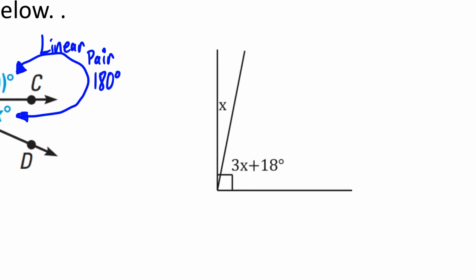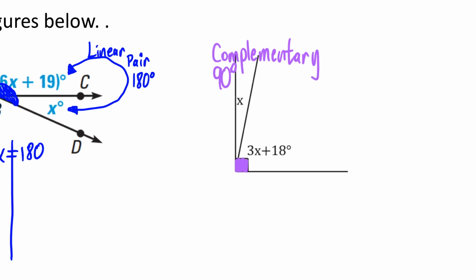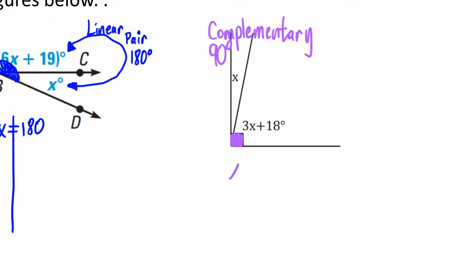And then on this last one, what type of angles are these? Okay, these are complementary angles, which means what? They add up to 90, and we know that based off of that right there. So, x plus 3x plus 18 equals 90.